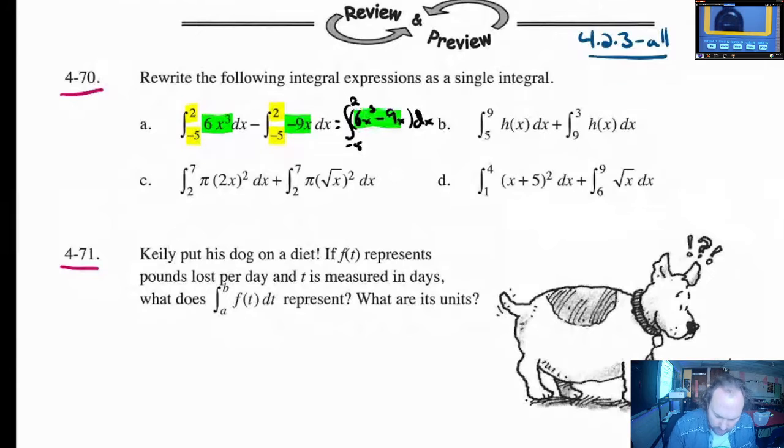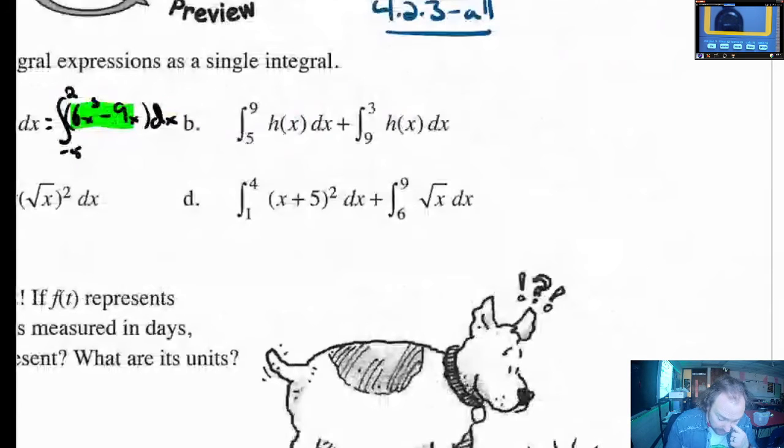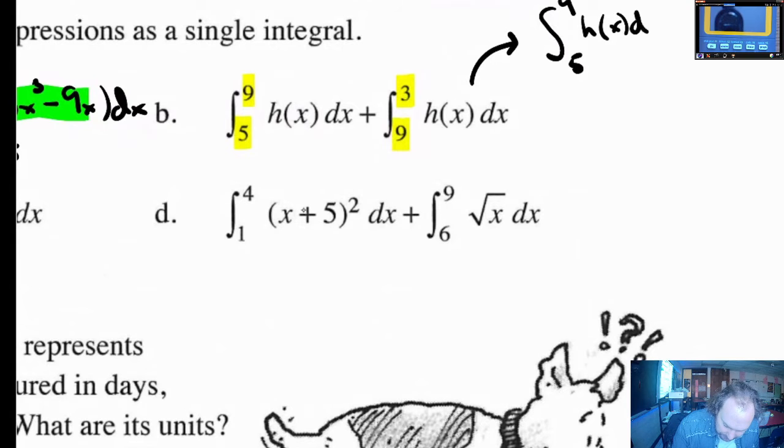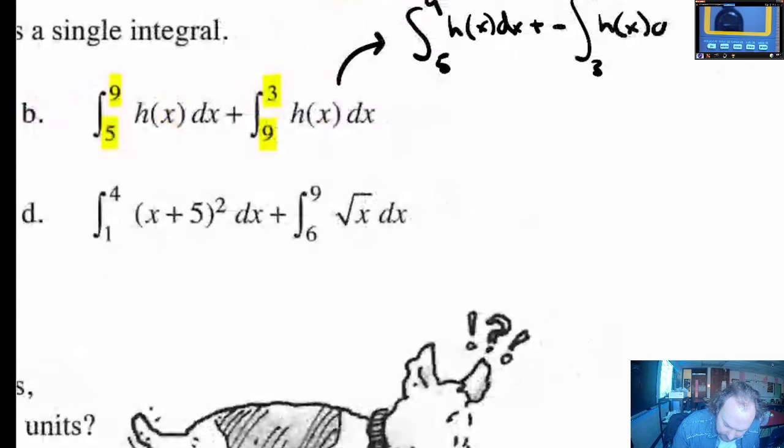Pretty simple. Question B. This time I noticed that we do not have the same bounds. We have the integral from 5 to 9 and the integral from 9 to 3. So the first thing I want to do before anything else is rewrite this as the integral from 5 to 9 of some function h of x dx plus the negative integral from 3 to 9 of some function h of x dx.